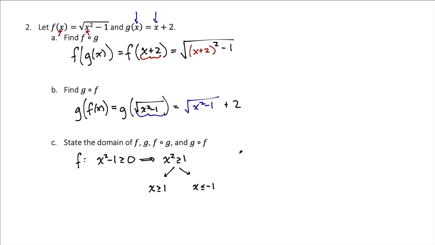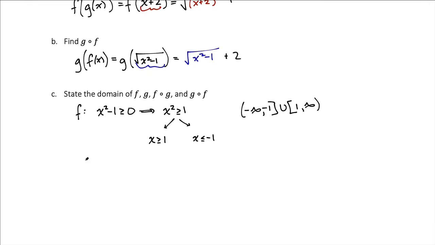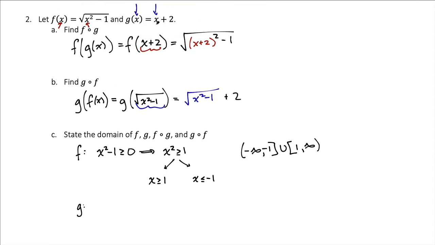So this gives us 2 possibilities here. So our domain of f is from negative infinity up to negative 1, that's this thing right here, and then union from 1 up to infinity. Notice the brackets because negative 1 and 1 are included in our domain. Then for g, if you look at that function, there's nothing happening here that could stop us from evaluating it. There's no division, no square roots, so there are no restrictions here. So our domain for g is all real numbers.